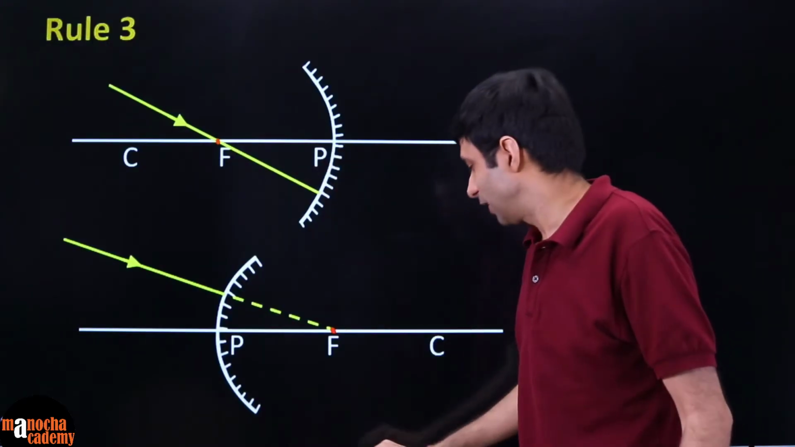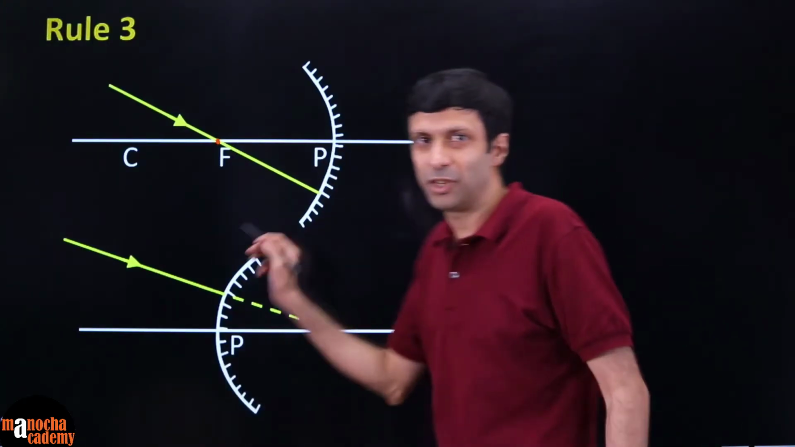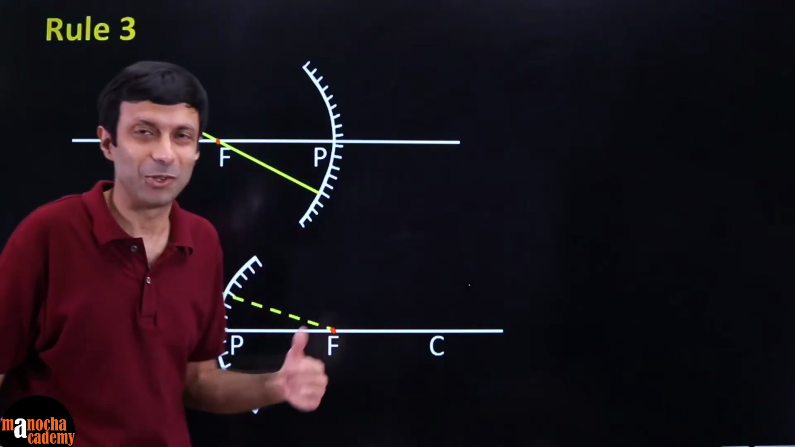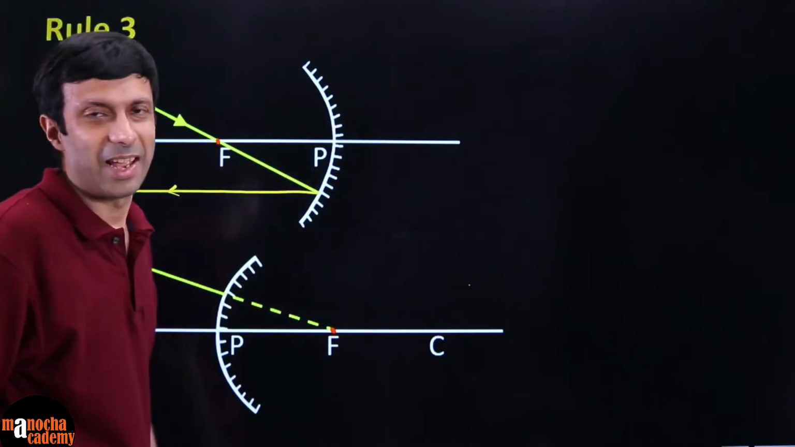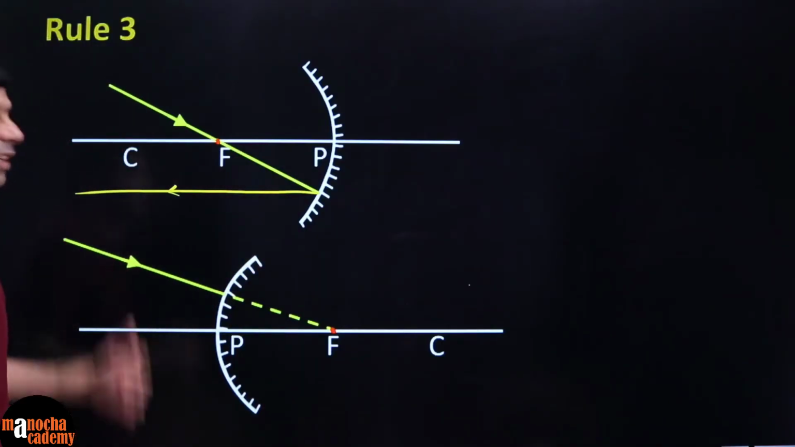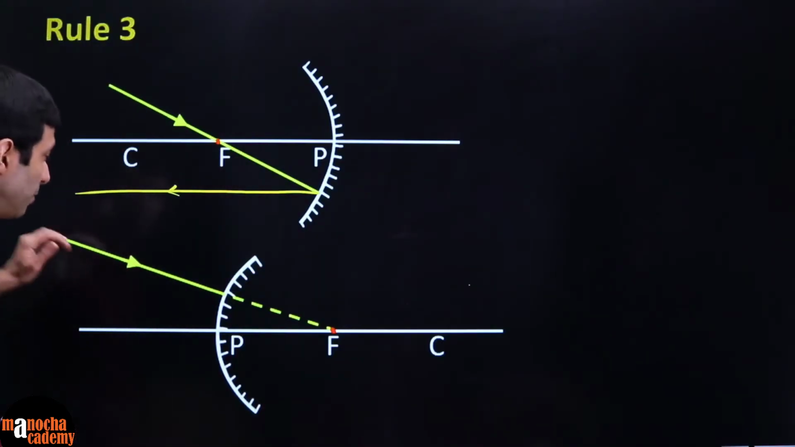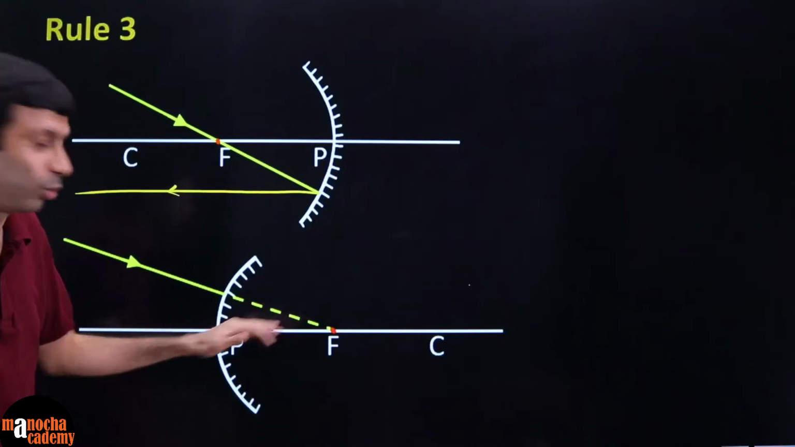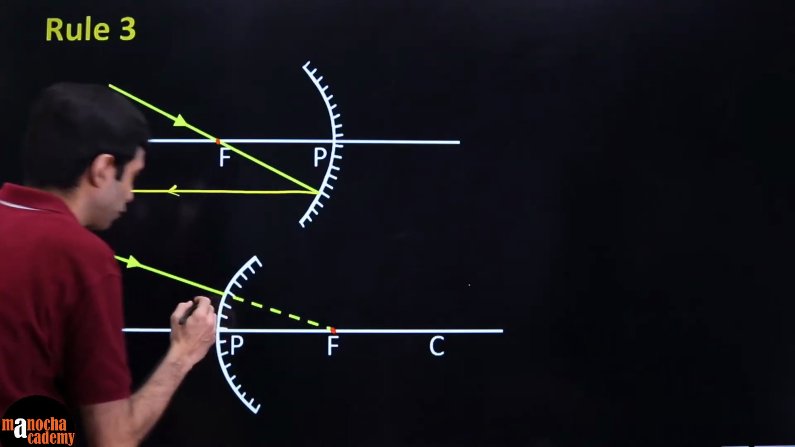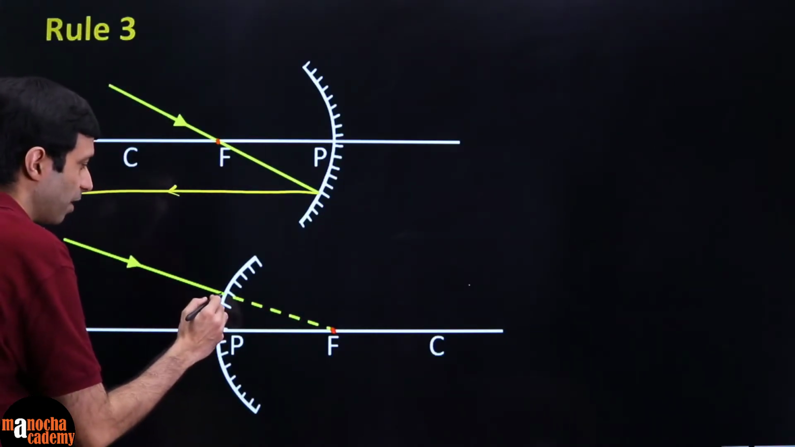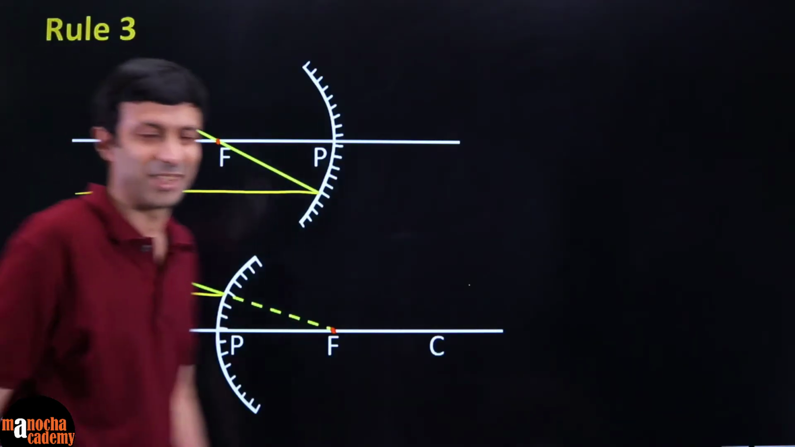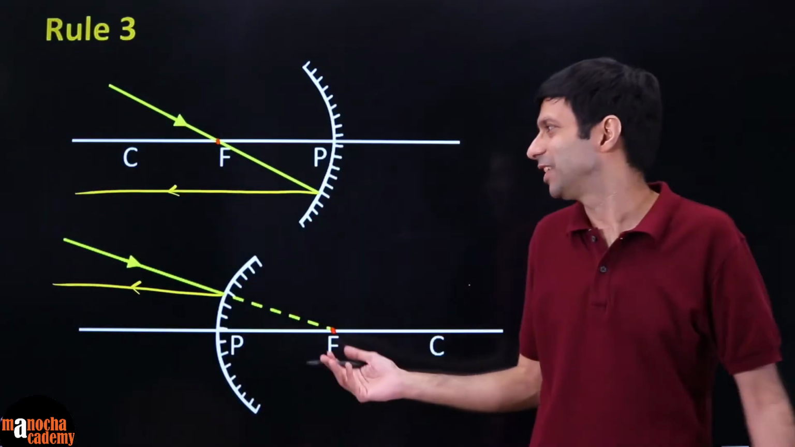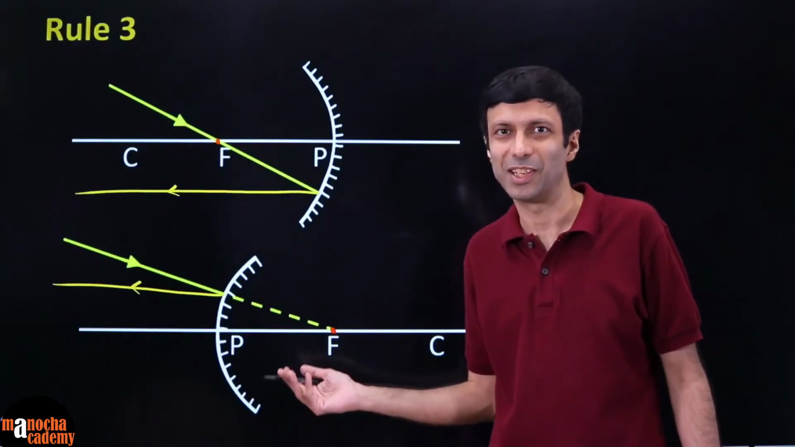So what's going to happen here? A ray of light passing through the focus, after reflection, becomes parallel to the principal axis. So this is what's going to happen. There you go. After reflection, it becomes parallel to the principal axis. Similarly here, a ray of light passing through the focus, after reflection, is going to become parallel to the principal axis. There's our answer. Clear? So you can clearly see rule 1 and rule 3 are reverse of each other.